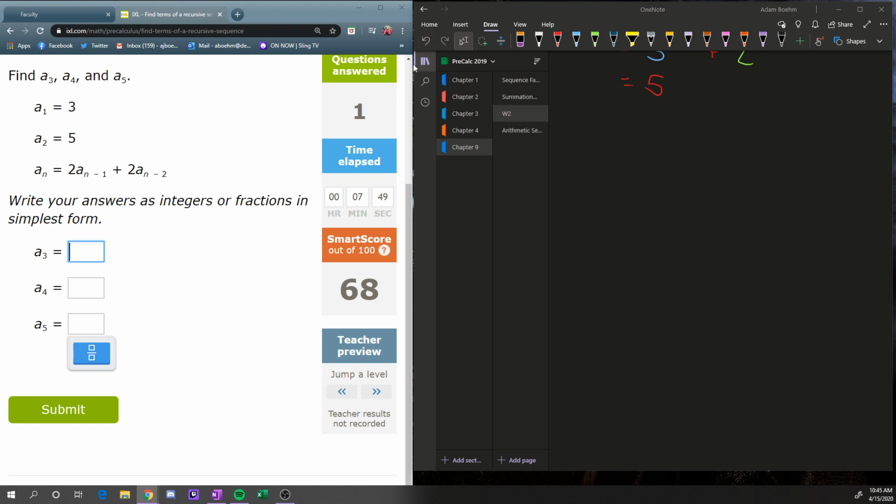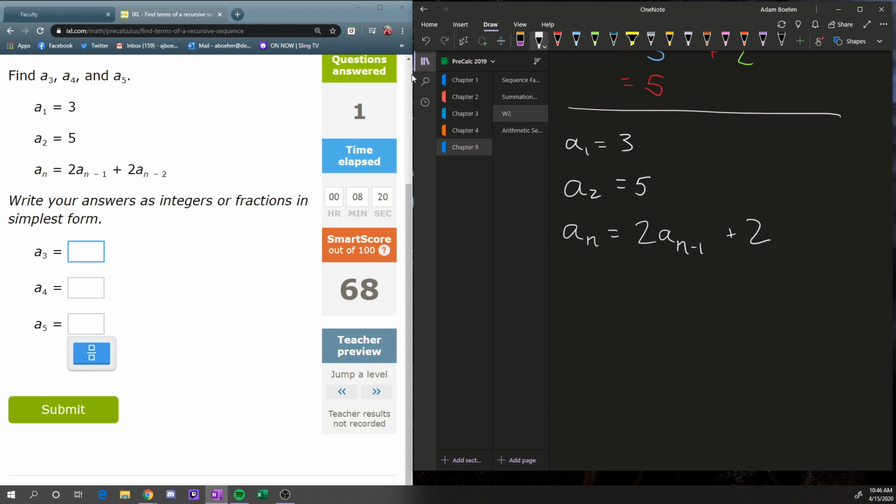In this, we're asked to find A3, A4, and A5, given A1, A2, and the term AN, right? So the nth term. And we want to find A3, A4, A5. Okay, so the first term is 3, the second term is 5, and the nth term is 2 times the term before the nth term plus 2 times the term 2 terms before that.